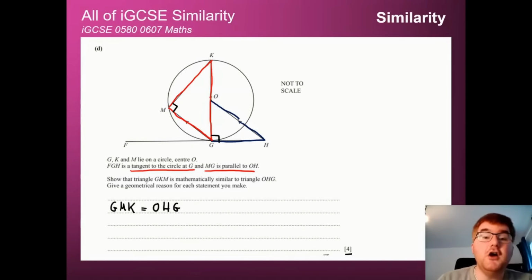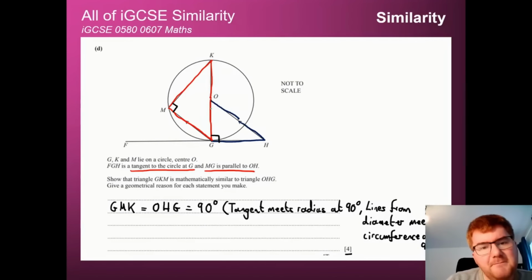Now what we're going to do is show that 2 other angles are the same. And the angles I'm going to pick on here are this one here. So this angle here, so this is GOH. I'm going to show this is equal to this angle down here. So that's KGM. And the reason they're equal is another angle fact you need to know. Again, a very useful angle fact that comes up a lot.